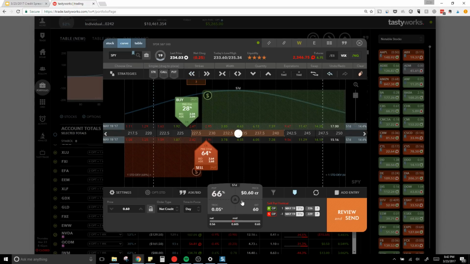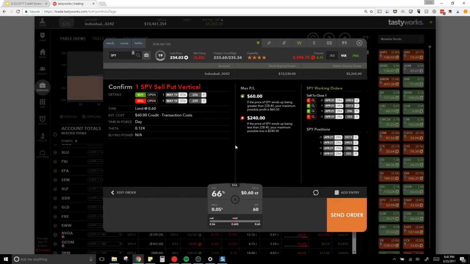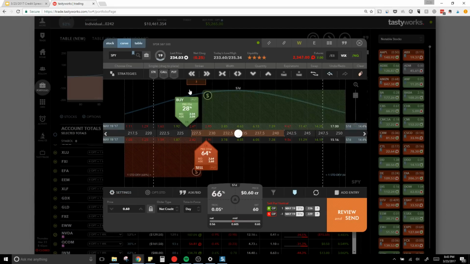66% probability of profit, 60-cent credit, and I could go ahead and click this review and send it in, and it'll show you your maximum loss and your maximum gain. And there's a very simple equation for maximum loss. I won't go into too much detail, but essentially, if you look at the width of your strikes, this is a $3 wide option spread. A spread is just any 2 contracts. So $3 wide means the maximum you could lose is $300.